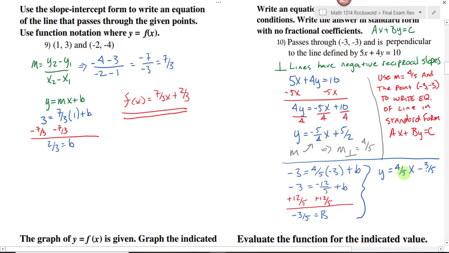How do I get the fractions out of this equation? Because in standard form there's no fractions. Multiply both sides of the equation by 5. So I have 5 times y equals 5 times 4/5 x minus 3/5. And then I'm going to distribute that 5 across, and that gives me 5y equals 4x minus 3. In order to put this in standard form, I can subtract 5y and add 3 to both sides, and that gives me my final answer, 4x minus 5y equals 3.